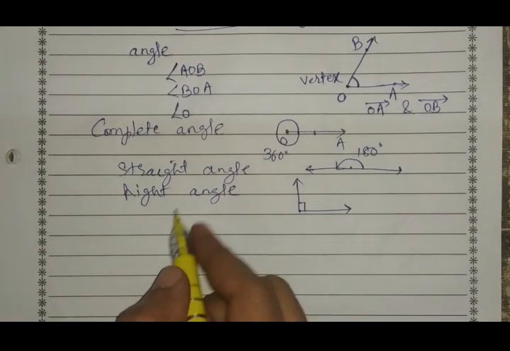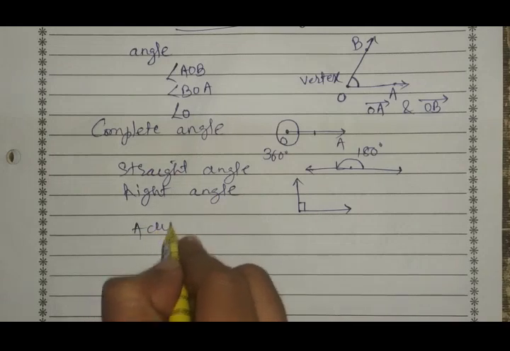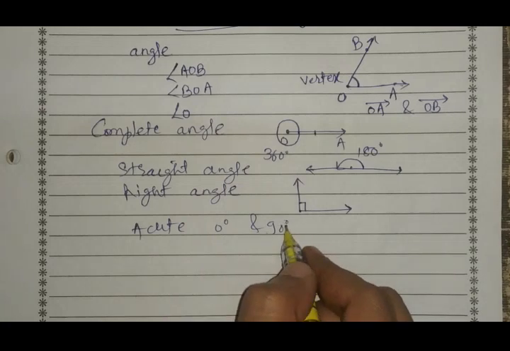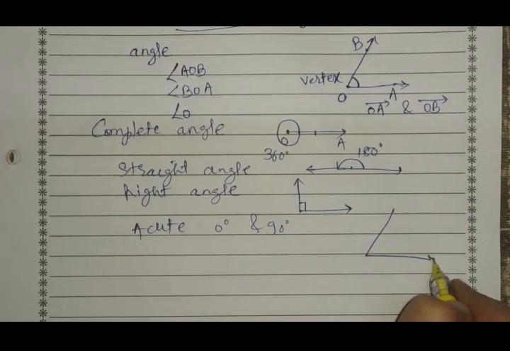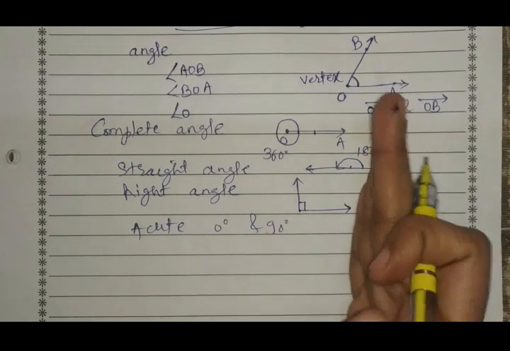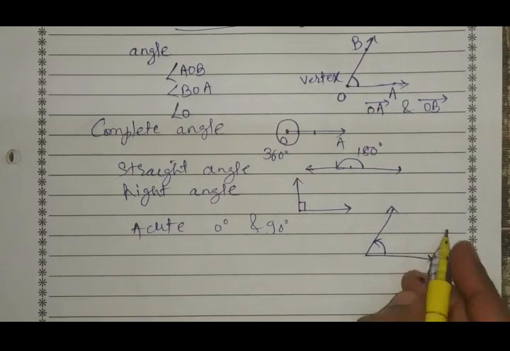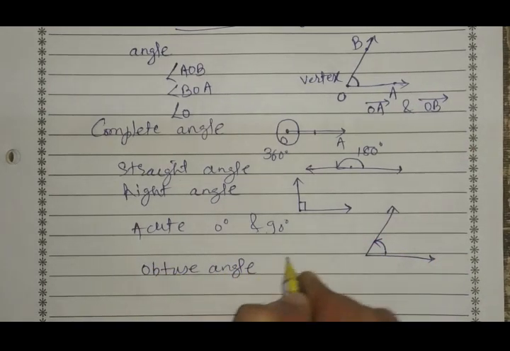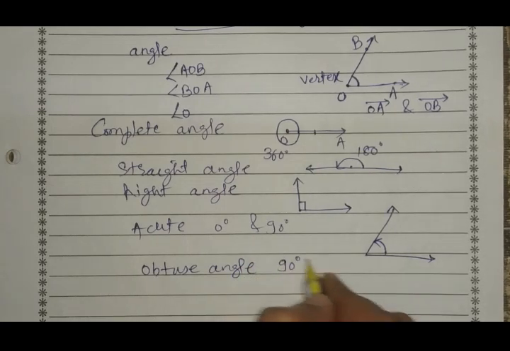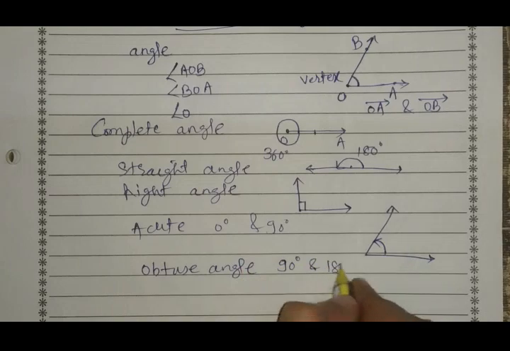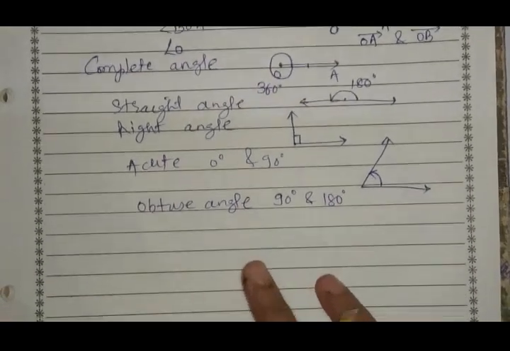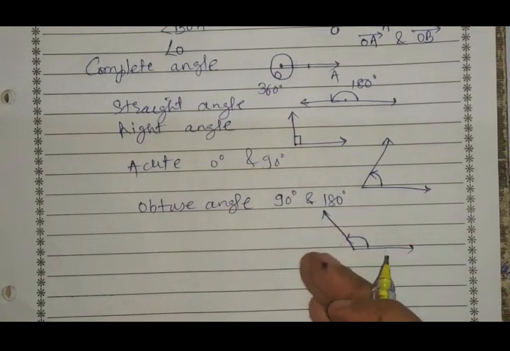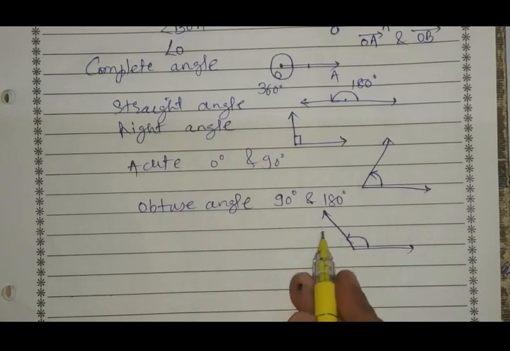Now, if there is an angle which lies between 0 degree and 90 degree, such an angle we call an acute angle. You can see this angle is less than 90 degree and more than 0 degree. So this is an acute angle. Next we have an obtuse angle. An obtuse angle lies between 90 degree and 180 degree, more than 90 but less than the straight angle. So this is an obtuse angle.